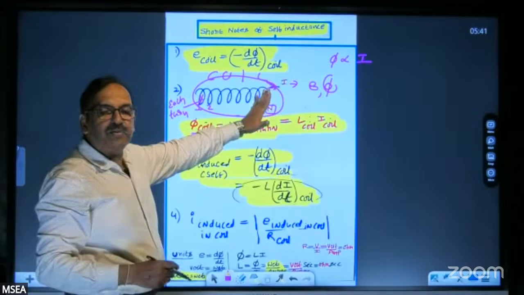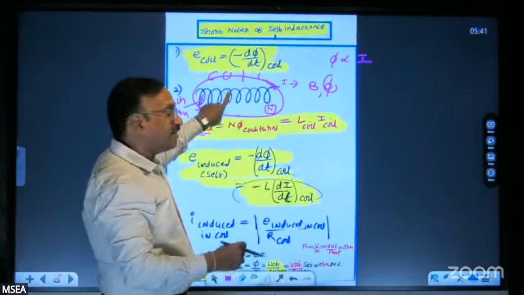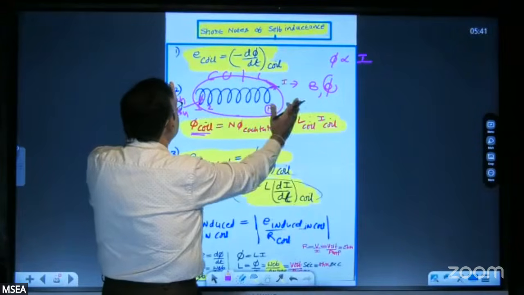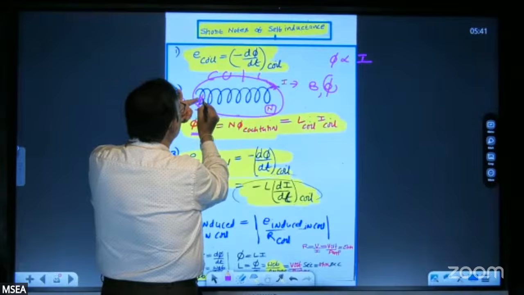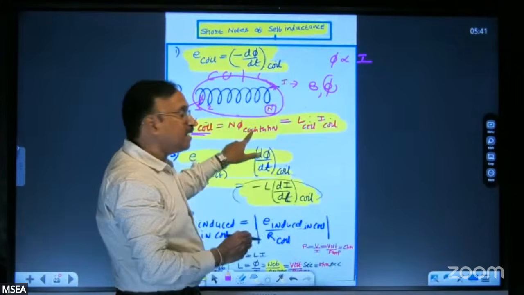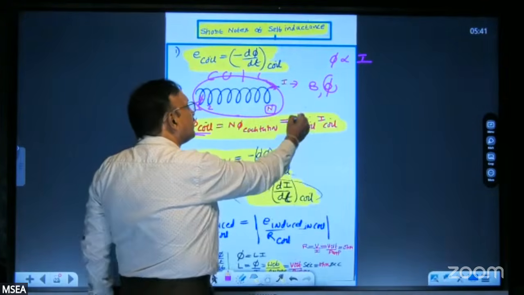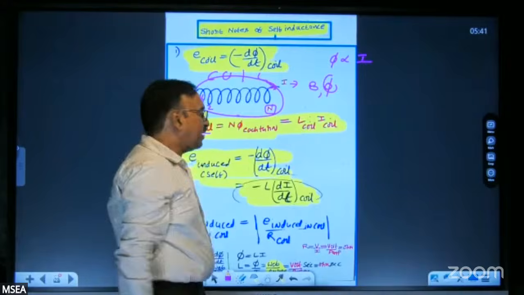Whenever a current I flows through a coil of n number of turns, the total flux linked with the entire coil is n times the flux linked with each turn. Each turn will have some flux. So one turn will have some flux, 2 turns means 2 times, 3 turns means 3 times, n turns means n times the flux linked with each turn. That is nothing but L into I of the coil.